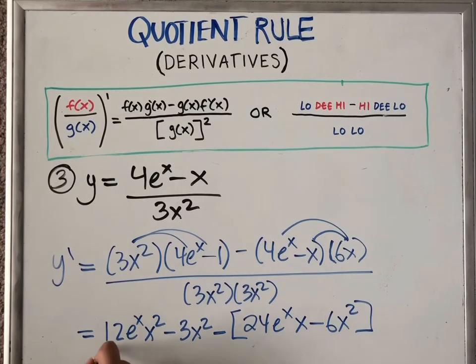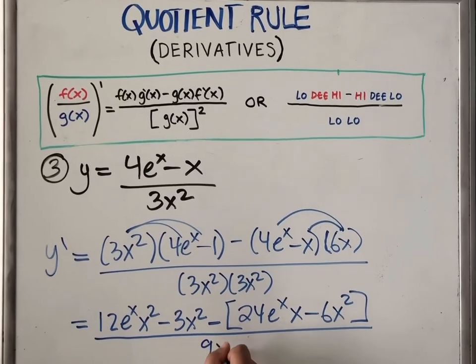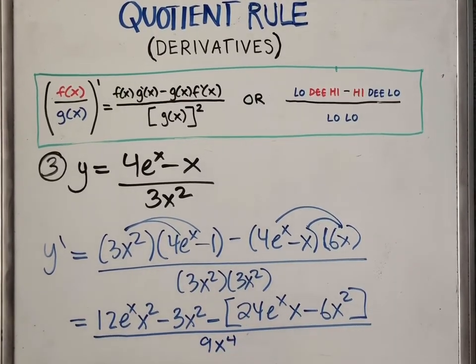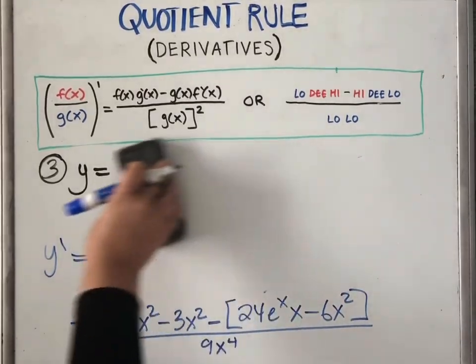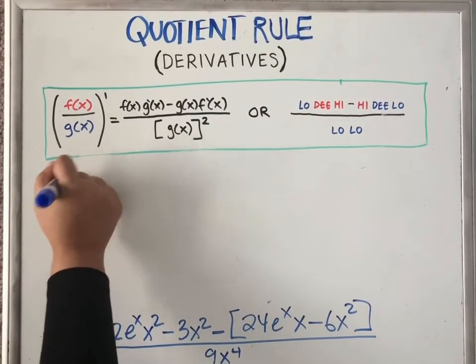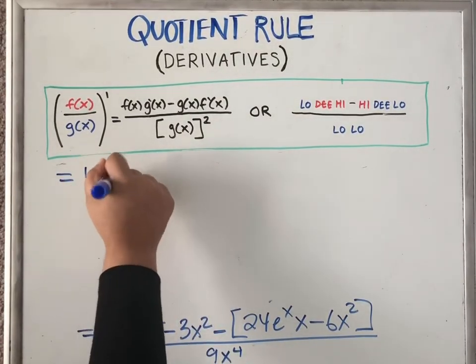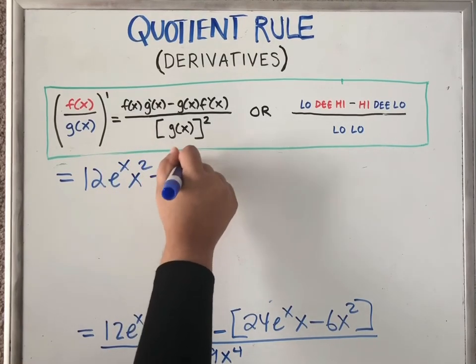All right, and that's going to all be over 3x squared times 3x squared, which is going to give us a 9x to the fourth. All right, and I'm just going to erase this up here to give us a little bit more room to clean this up just a little bit more. Okay, so this is going to give us 12e to the x squared minus 3x squared.